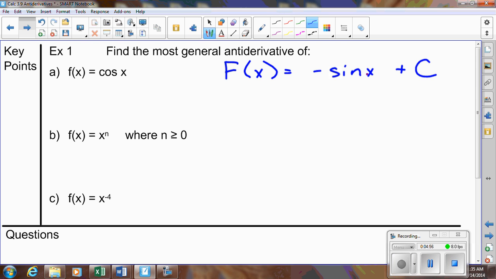What about x to the n? Well, perhaps it would be easier if we think of a specific number. Just as an example, what if it were x squared? What function will give you a derivative of x squared? Of course, we know it has to have an x cubed component, right? Because we're going to have to subtract off 1 for the exponent.